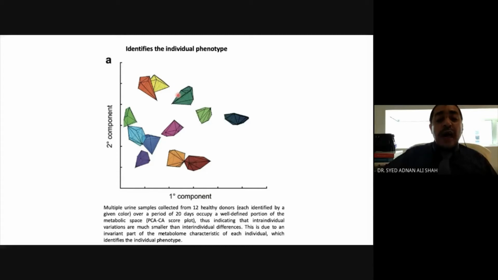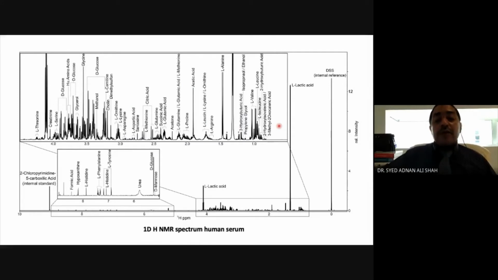So this is due to the invariant part of the metabolome characteristic of each individual, which identifies the individual phenotypically, meaning all individuals have different metabolic pathways or metabolic profiles. So this is the proton NMR spectrum of the serum, right? It gave them a lot of information about the metabolites. Each and every resonance shows which compound is present in the blood serum.